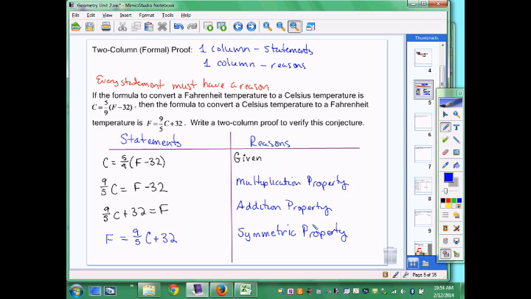Now, reflexive is when it's the same exact identical thing on both sides. So it would be F equals F. These two sides have to look exactly the same in order for it to be the reflexive property. Symmetric property is just when you've rotated it around the equal sign. So you just switch places.